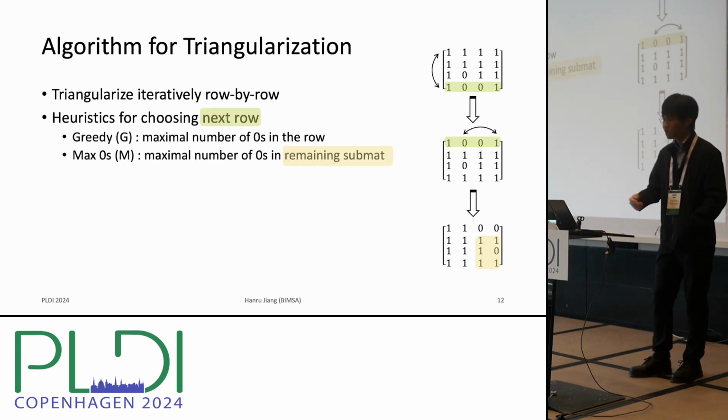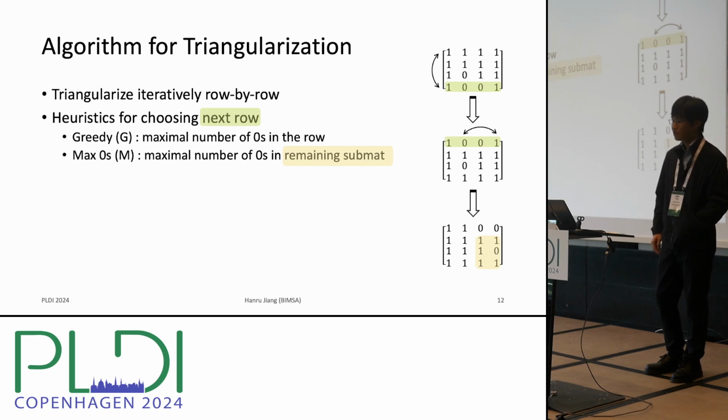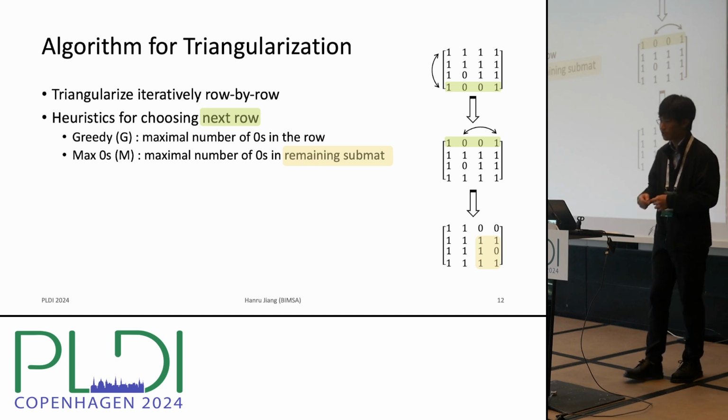And so what really matters is how we choose the next row in each iteration. Basically, there are two methods. One is to choose the row with maximum zeros in it, and another is to choose the row that maximizes the number of zeros in the remaining submatrix.